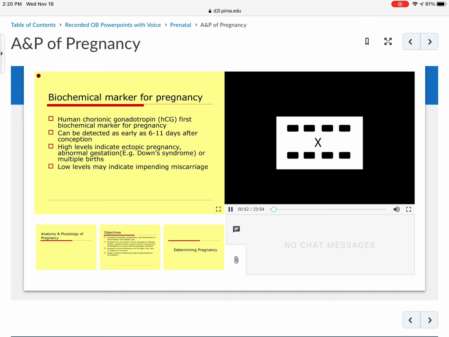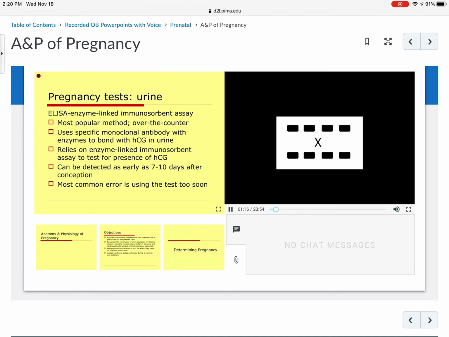How does one determine pregnancy? We use the biochemical marker for pregnancy, which is the HCG. We can detect that very early on now. There are some pregnancy tests where you just miss your period and they can probably detect it. They can also do it by blood test. But what we're looking for is the HCG, which will determine pregnancy on those pregnancy tests.